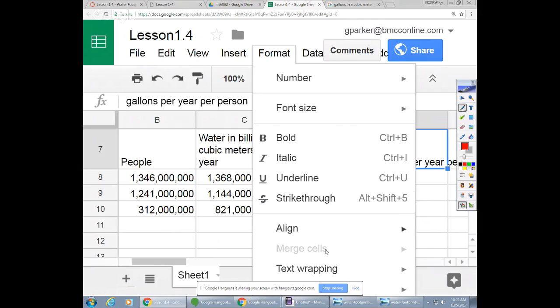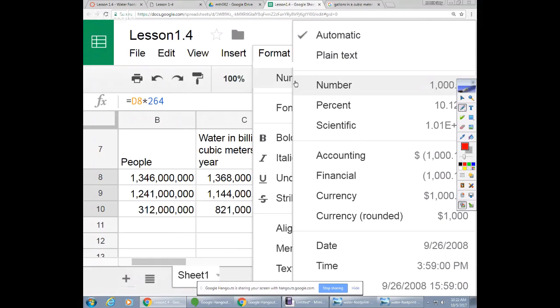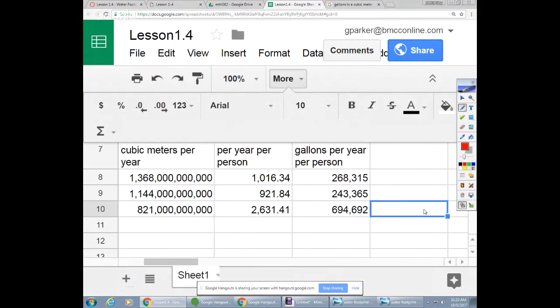Okay, so let me word wrap this so it's prettier. So this is just a little something extra. So what I want to do is take the numbers I was given, multiply them by 264, and that tells me how many gallons per year. Oops, format, number, let's decrease decimal. Okay, so I'm just going to go to the nearest whole number. So in which row are we? Last one, US. So in the US, this says the average person uses almost 700,000 gallons of water a year. It's a lot of gallons.